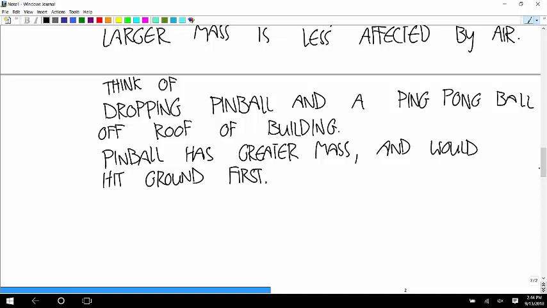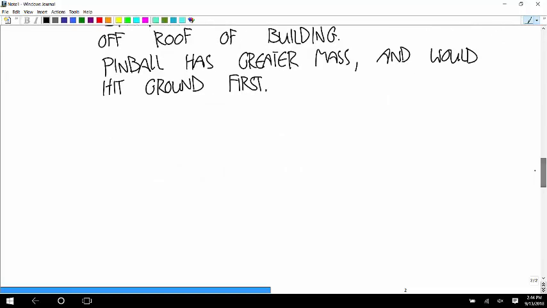But that kind of stuff will make more sense when we start talking about what forces are and stuff. Okay, so that's the first thing, mass. The second thing is surface area.